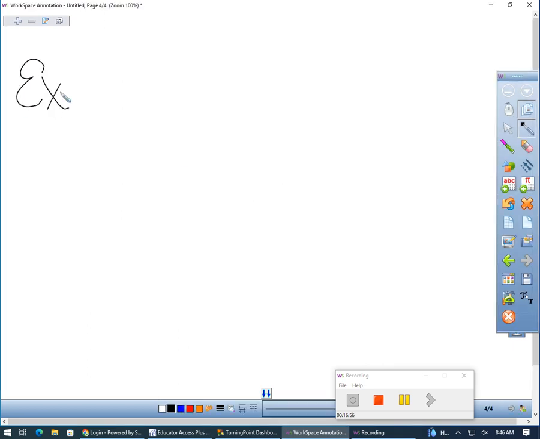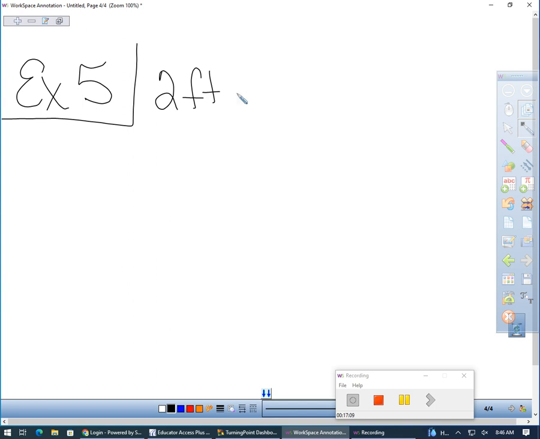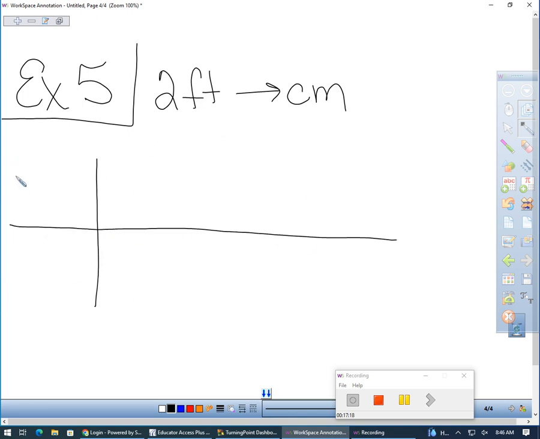Example number 5. I can do math on the scale I have, I guess. All right. Let's go with, how about 2 feet? And we're going to go to centimeters. Again, we're going to draw our ladder, so to speak, right? And our given information goes in this first box, which is 2 feet. We do not know what feet to centimeters is. So what are we going to do?